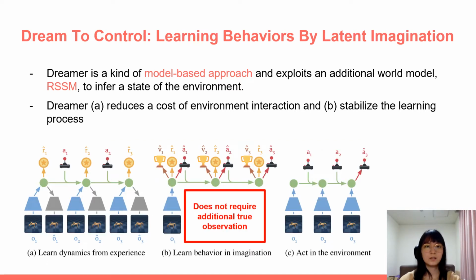Dreamer first learns the RSSM world model and makes an imaginative simulation, which enables optimizing value and actor network without seeing further observation. The important thing here is that we can conduct multi-step prediction by the low-dimensional state representation and therefore can do stable and efficient learning.